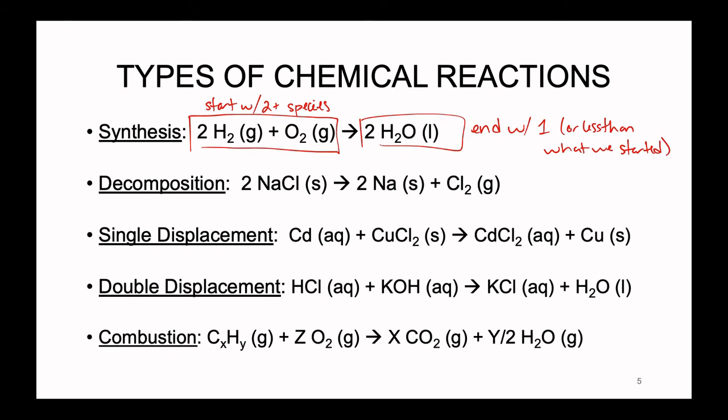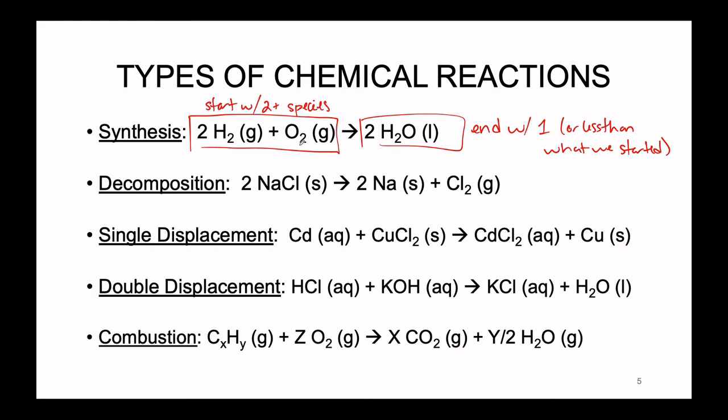So if we started with 3 species in a synthesis reaction, we might end with 2, we might end with 1. If we start with 4 different species, we might end with 3, we might end with 2, we might end with 1. But the point is that we are taking a larger number and squishing them down into a smaller number. We are synthesizing a lesser number of products.